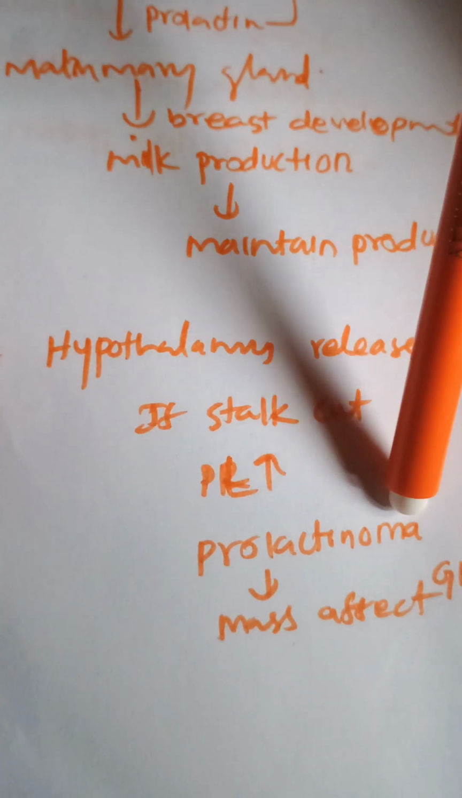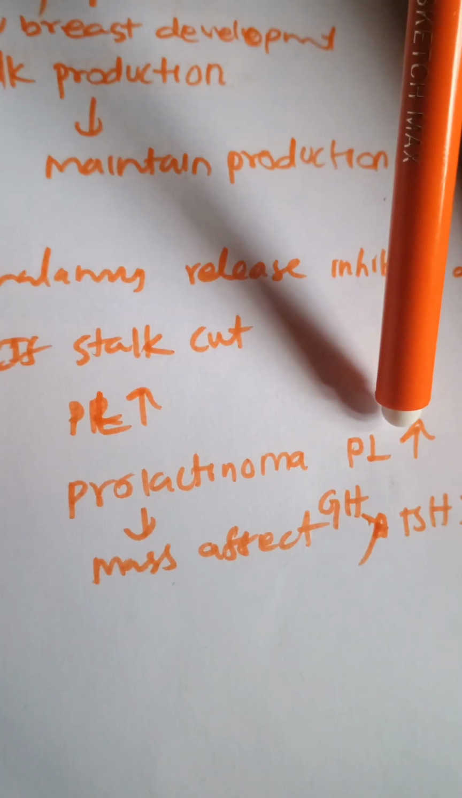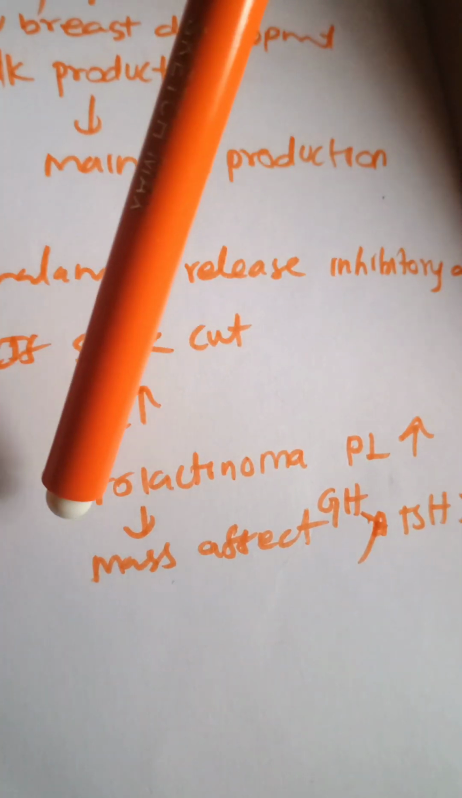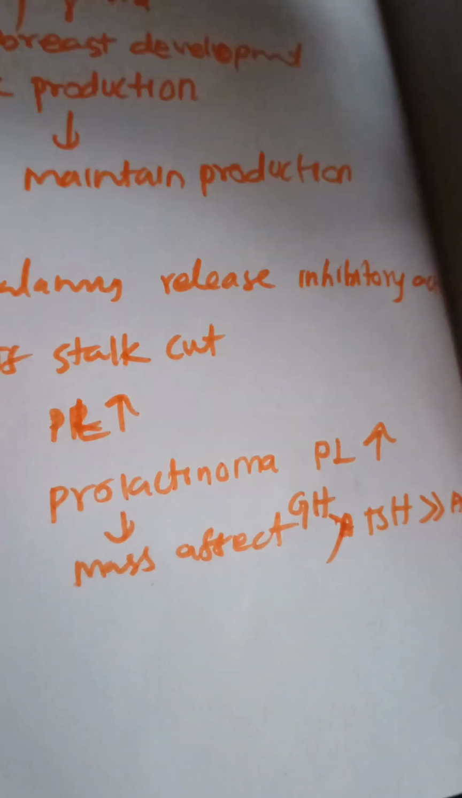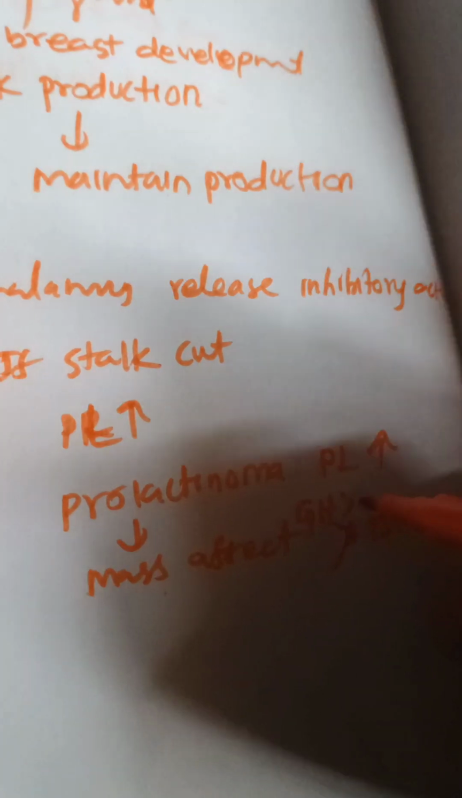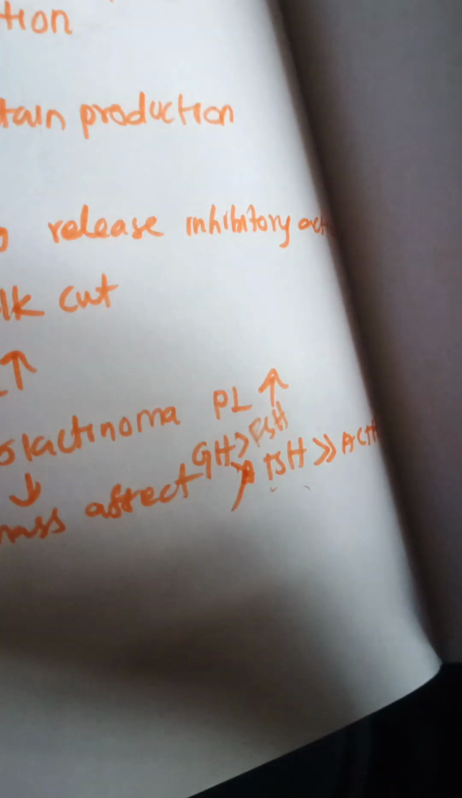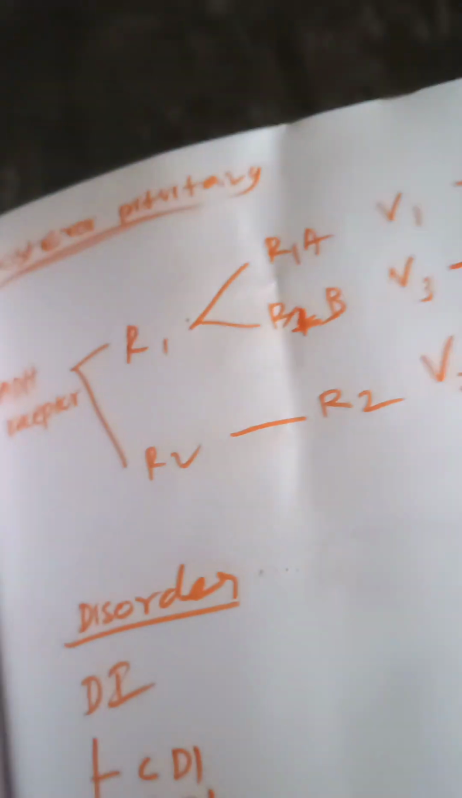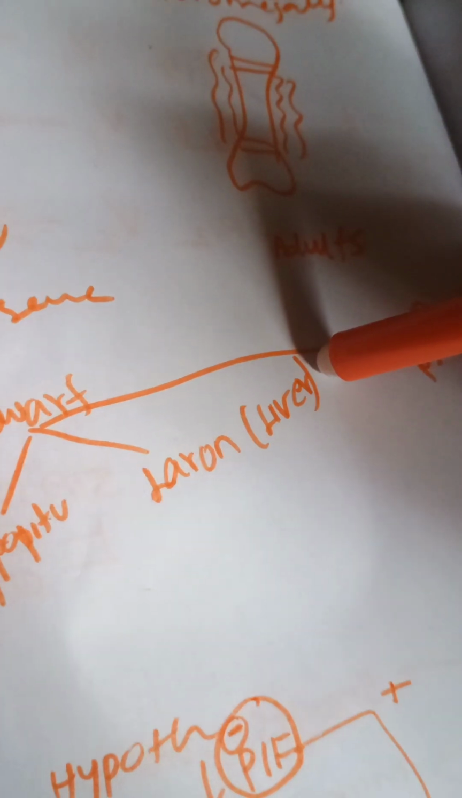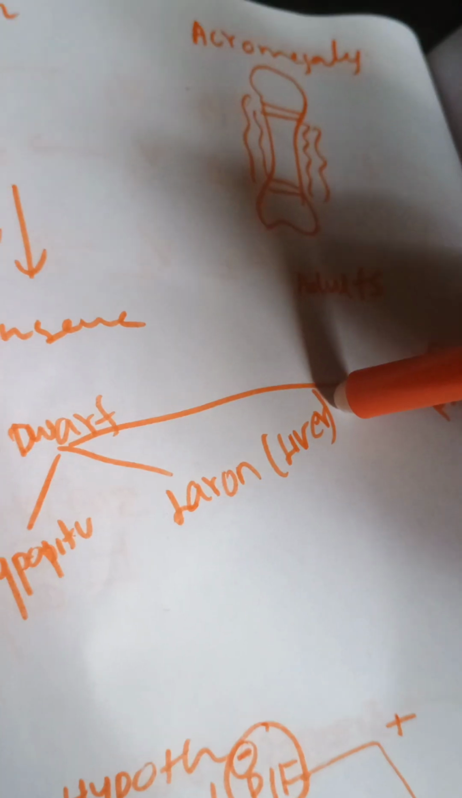When prolactinoma happens, the prolactin level increases. It has a mass effect. First it affects the growth hormone, then FSH, then TSH, and last only ACTH is affected. And one interesting fact about growth hormone and prolactin is that they are secreted during sleep, in the non-REM sleep phase.